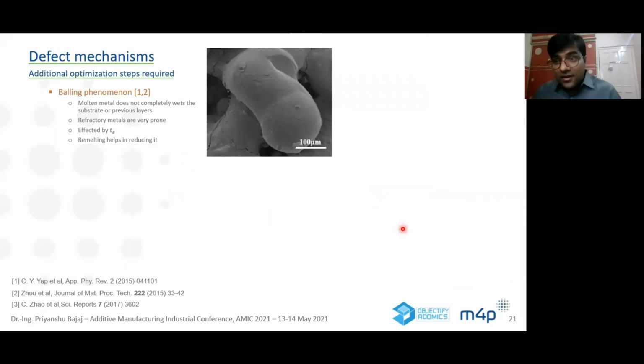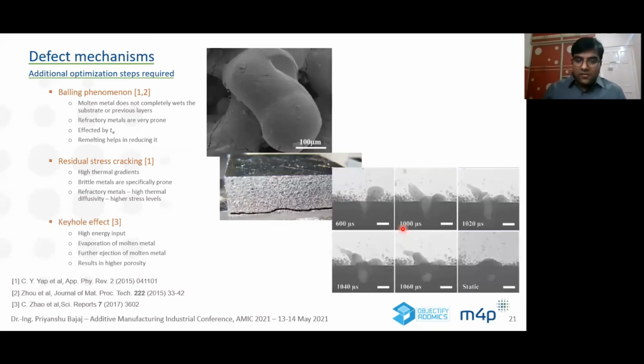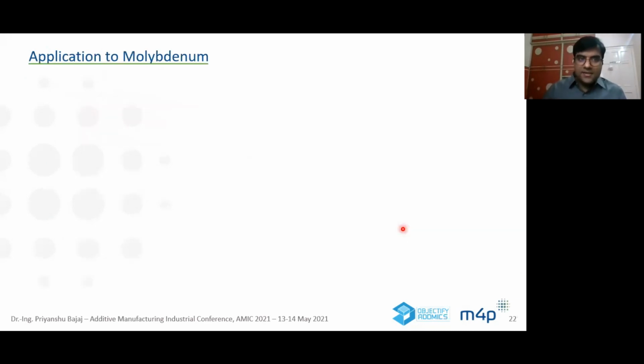Of course, this is not everything. Friends here know that there are many other things going on. It's not that simple. I can have balling, which is when the molten material does not completely wet the substrate or the previously solidified material and forms these balls, globules. I can have residual stress cracking. I can also have keyholing effect. This is when I have too much power and I start to evaporate stuff. And to take this into account in the simple analytical model is a bit hard. And there I mix it with statistics.